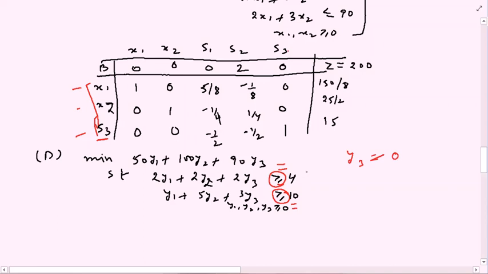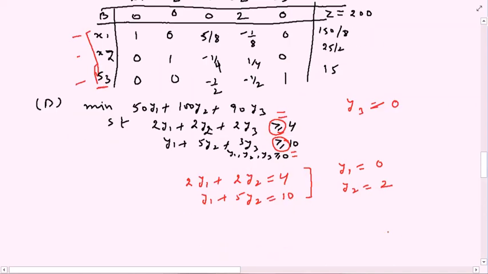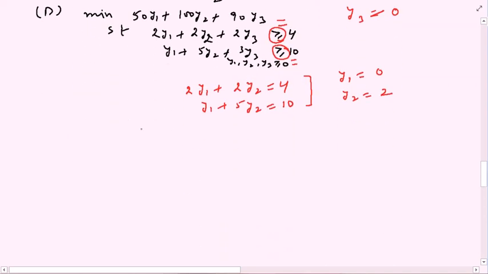So what are we left with? On solving, we get 2y1 plus 2y2 is 4 because y3 is 0, and this inequality is finished because we have the equality now. Similarly, y1 plus 5y2 is 10. On solving this system, we get y1 is equal to 0 and y2 is equal to 2. So the complete solution of the dual problem is 0, 2, 0.